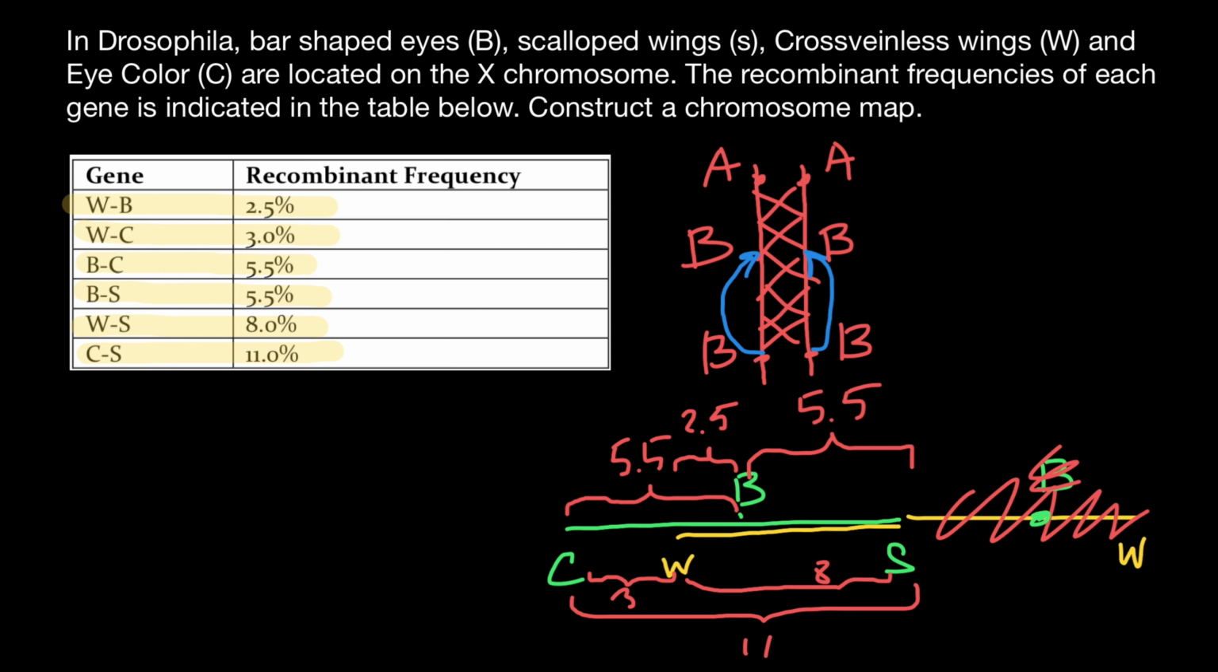So we can also state the order of the genes on this chromosome, which is C, W, B, and S. One more time, we have only four genes: 1, 2, 3, and 4. And we have found the order of these genes according to the recombination frequency between them. So as you see, it is relatively easy.